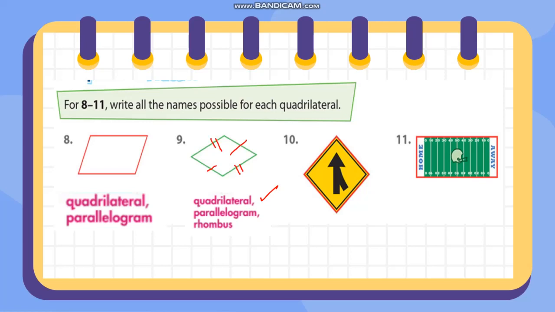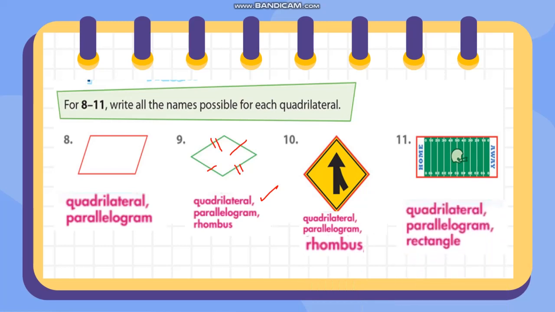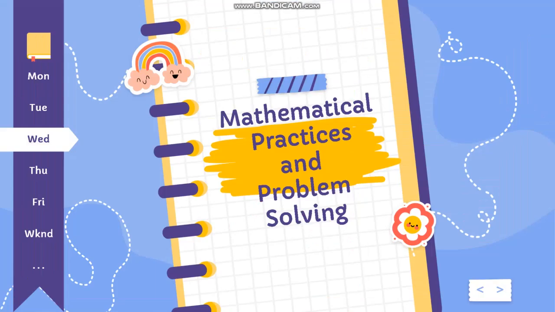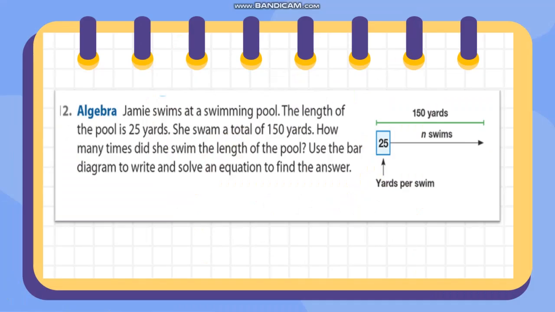Okay, next, this one. So number 9 and number 10 are almost the same. So that is a quadrilateral, is a parallelogram, and also a rhombus. Number 11, so that is a rectangle, and rectangle is a family of parallelogram and a family of quadrilaterals. Okay, now let's proceed to the mathematical practices and problem solving.